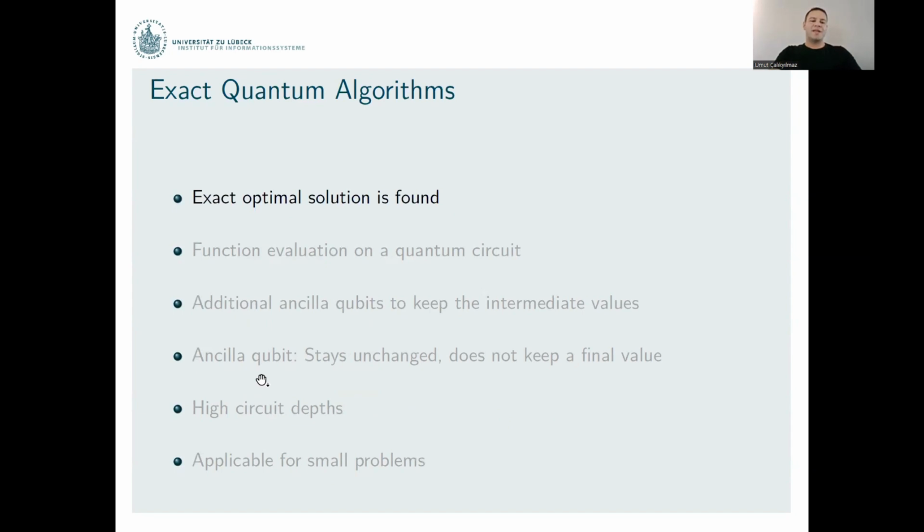With these algorithms, the exact optimal solution is found, and they require a function evaluation on a quantum circuit. So this means that we are going to need additional ancillary qubits. An ancillary qubit is a qubit that assumes its initial state at the end of calculation. So it does not keep a final value, but it is only used for keeping intermediate values for function evaluations on a quantum circuit. These algorithms also have high circuit depths, so they are mostly applicable for small problems.